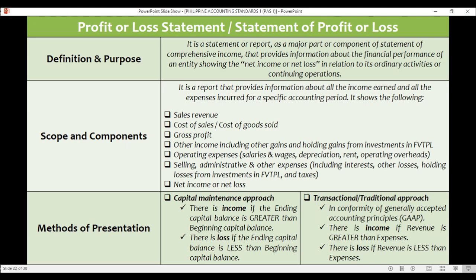Then the transactional or traditional approach is the most common, because it is in conformity with generally accepted accounting principles. There is income if the reported revenue is greater than expenses, otherwise there is a loss, if the revenue is less than expenses. So why in conformity with GAAP? Because we are presenting a specific line item of revenue or income and expenses.